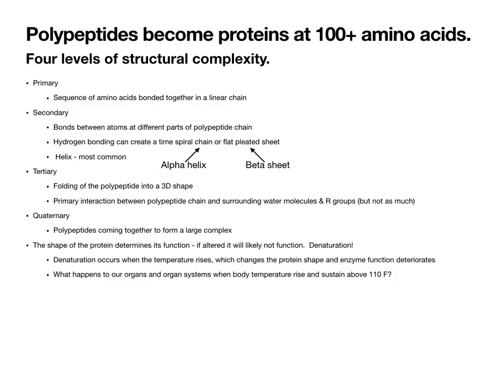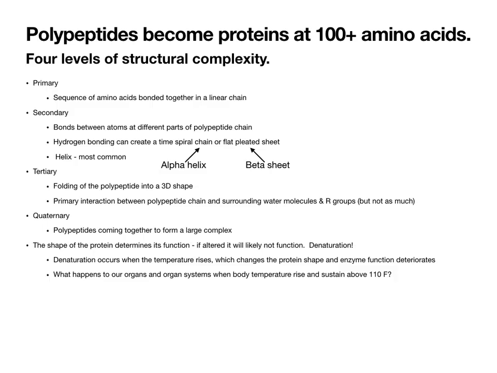The tertiary is a folding of that polypeptide chain into a 3D shape, and it primarily involves interactions between the R groups and the surrounding water molecules. Then the quaternary structure is where those polypeptides come together to form a large complex. The shape of the protein determines its function. If it's altered, it will likely not function.